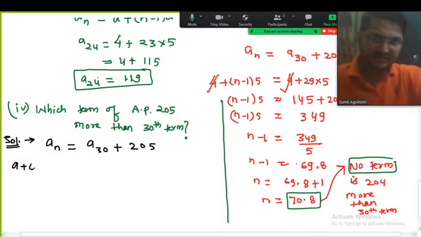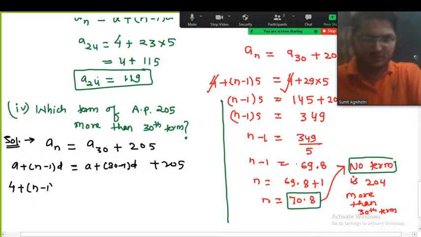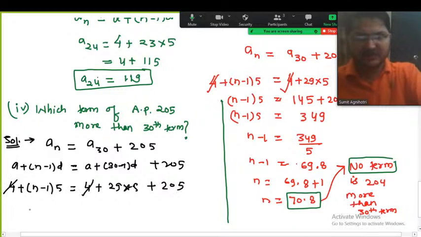We all know the nth term is a plus (n minus 1) d. We should figure out the 30th term. We all know it is a plus (30 minus 1) d, that is a plus 29d, and it's 205 more. Now it's time to put in values. a is given to us, that is 4, we are supposed to find n, and we are given d being 5. Again, a is 4 plus 29d, and d is actually 5. I will write here 205 is to be added, and 4 can be cancelled out.